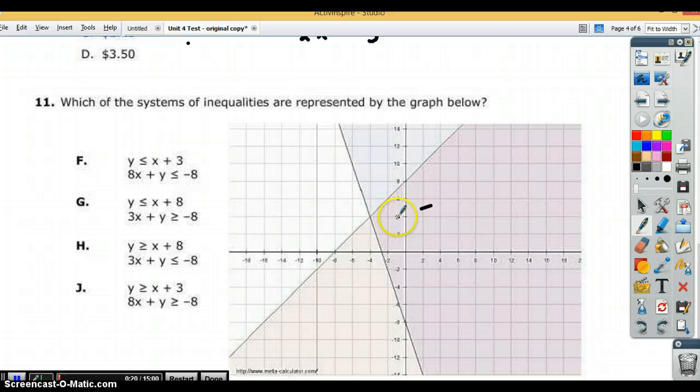So 11, it says which of the systems of inequalities are represented by the graph below. With this one, it was pretty easy. All you had to do was move one item on every single one, and you didn't have to flip any symbols. So all I had to do for F was move 8x to the other side. So that's y is less than or equal to negative 8x minus 8. So then I graph this and I graph that.